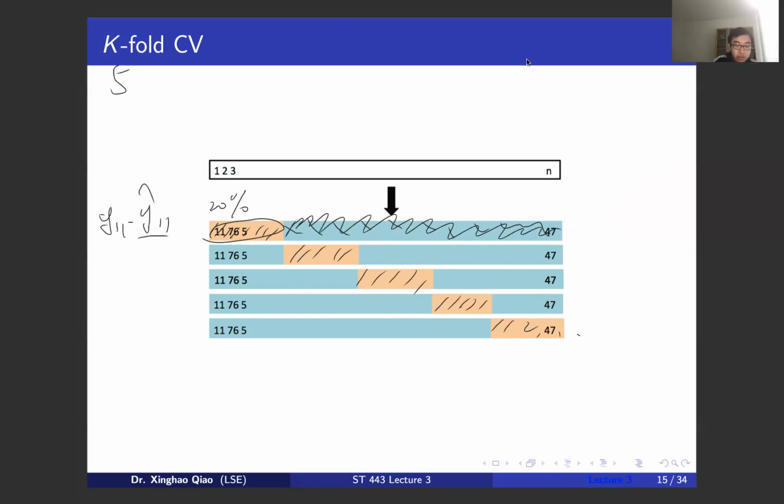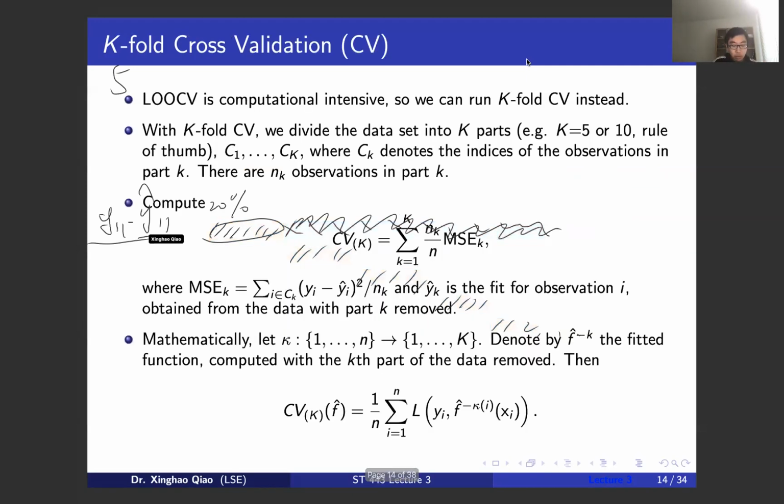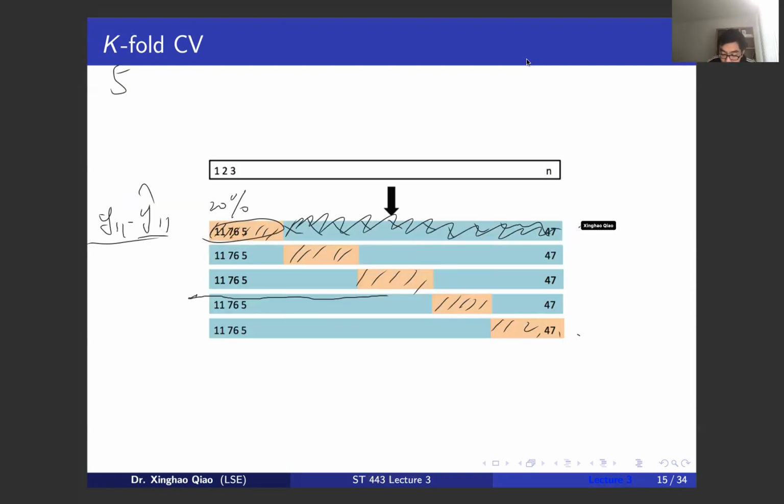Based on the formula in the previous slide, we can calculate the MSE1 by using this formula. Similarly, for the second part, we treat the second part as the testing data and the remaining as the training data, and we can calculate the MSE2, and so on.